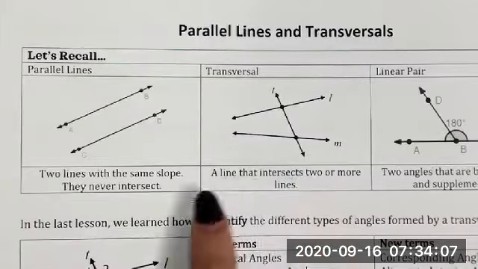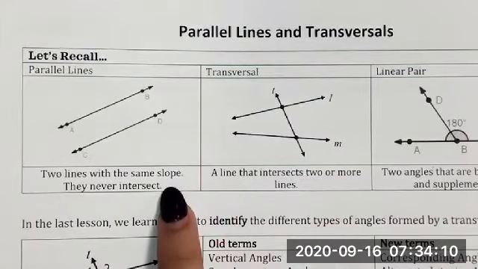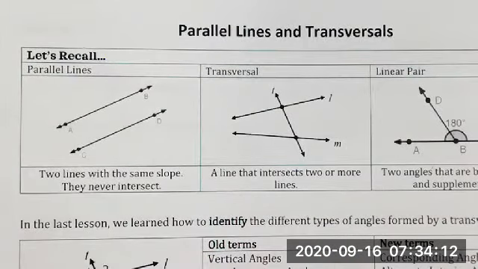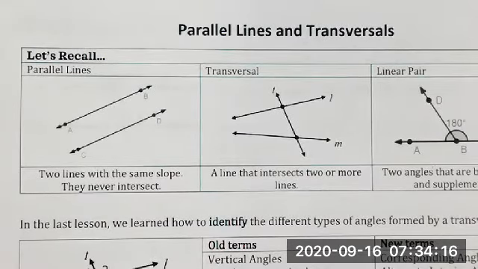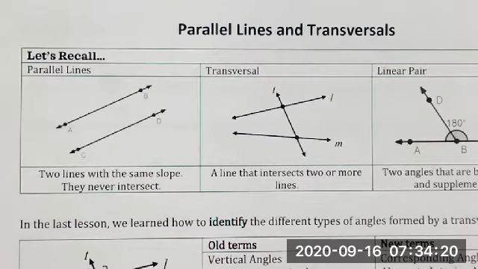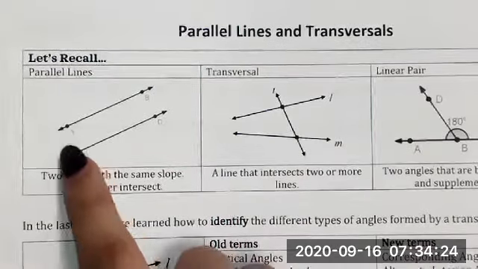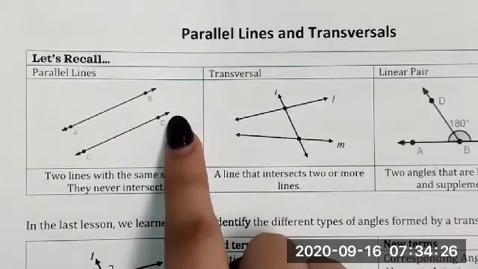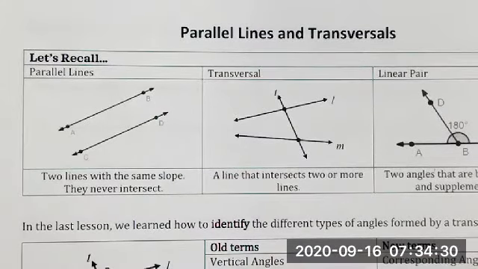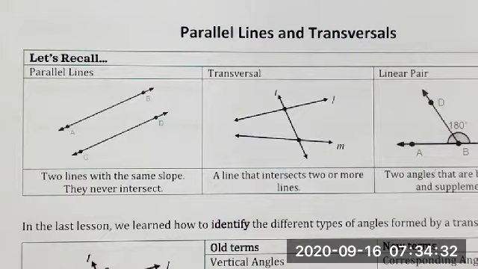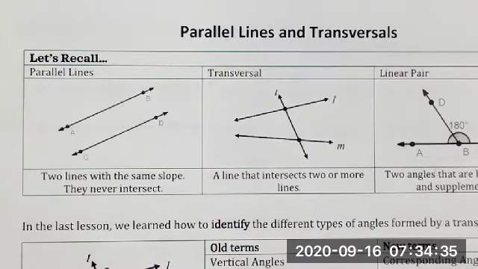And also, we need to remember about parallel lines. This is something you've probably been learning about since middle school, maybe earlier. These are two lines that have the same slope, and that means that they never intersect. So AB and CD are both going to keep going on and on forever, and they're never going to meet. And that creates some pretty special properties between the two.